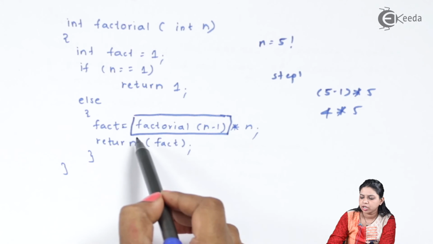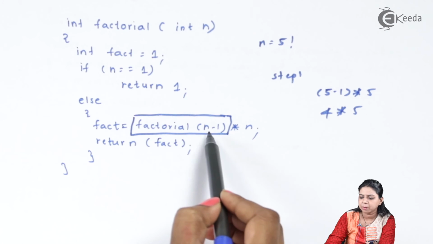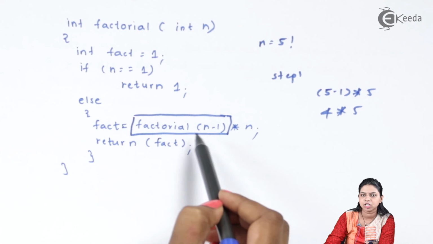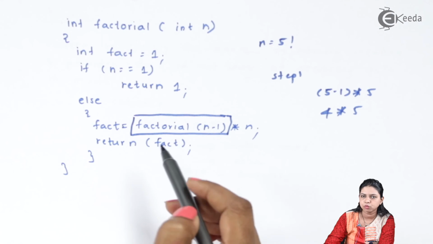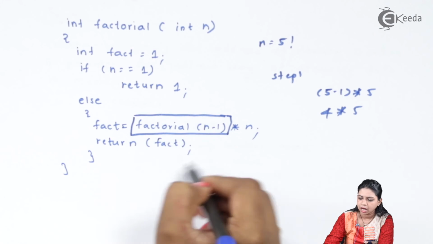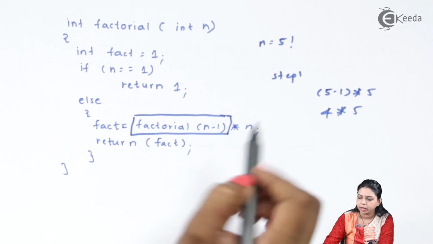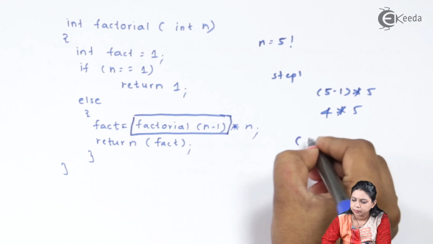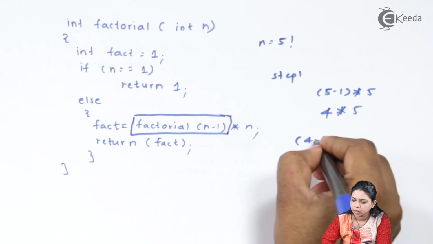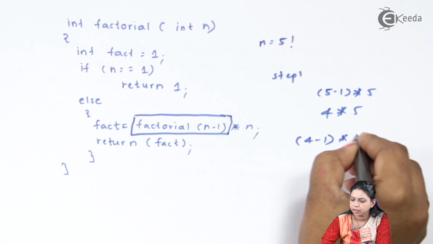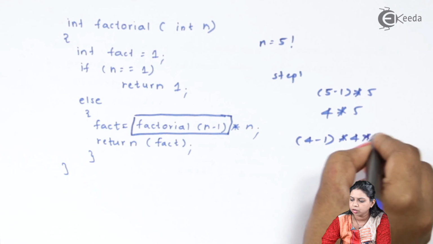1. So initially, what did I get? Factorial(n minus 1) is 4, so it is not 1. So one more time it will call the same function again. Now in the next iteration, you will get an answer like factorial(n minus 1) into n again. At this iteration it is going to be 4 minus 1 into 4 into 5.